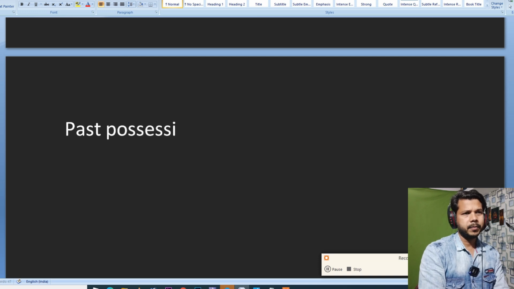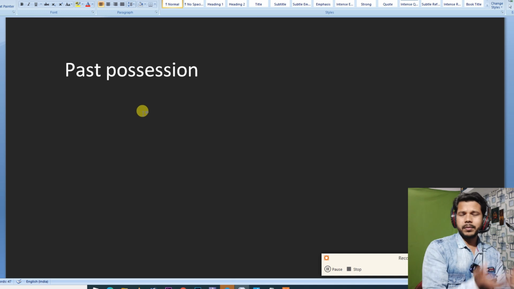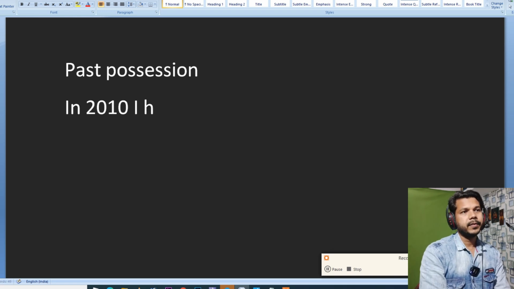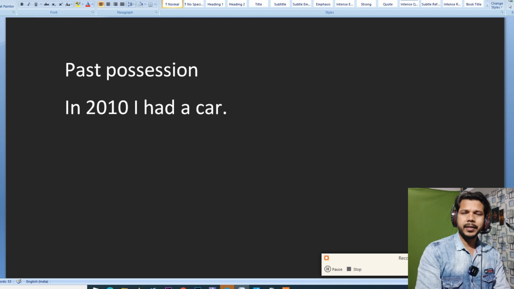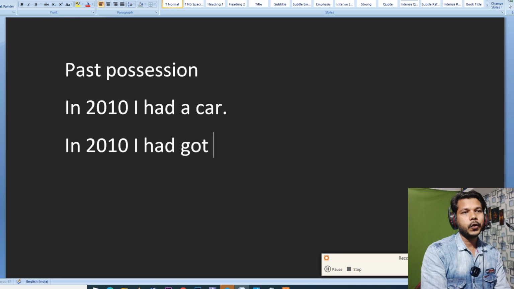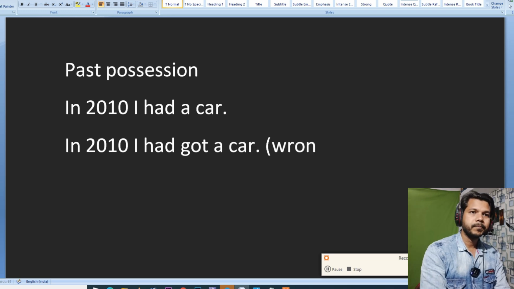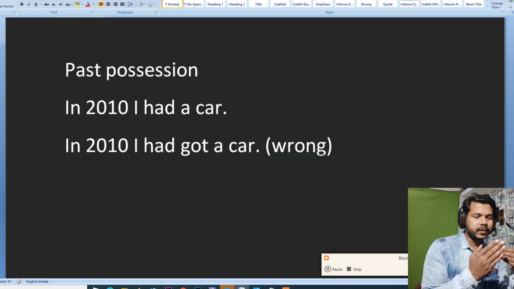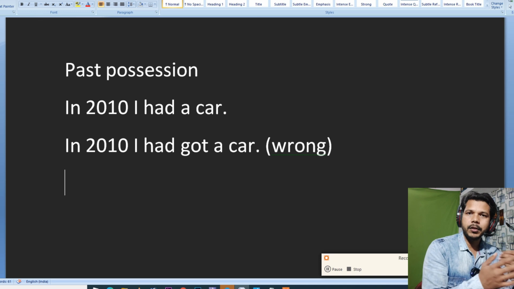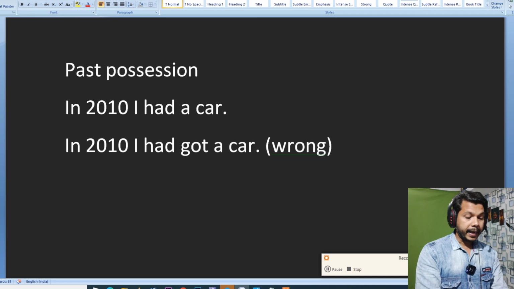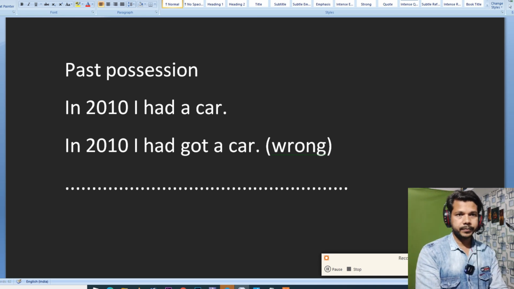Let me write past possession. If you talk about yesterday, or a few years back, I mean any past time, you say, like, in 2010 I had a car. This is the correct English. You cannot say in 2010 I had got a car. This is wrong. So this got style is only with have and has, like have got, has got. It is not with had. You cannot say had got. Got it?